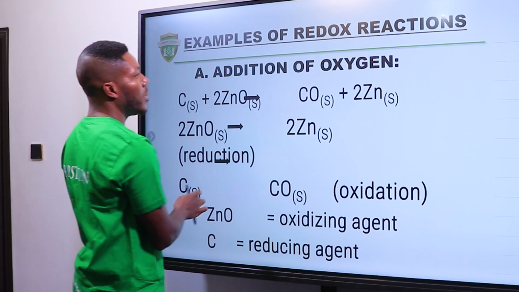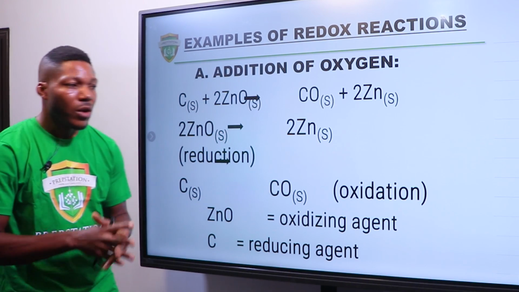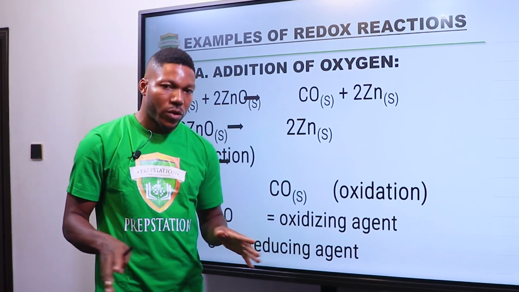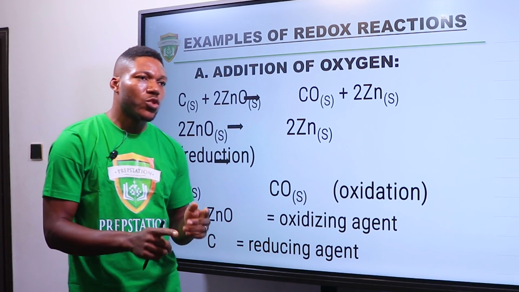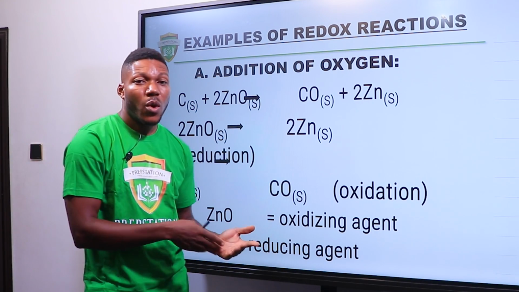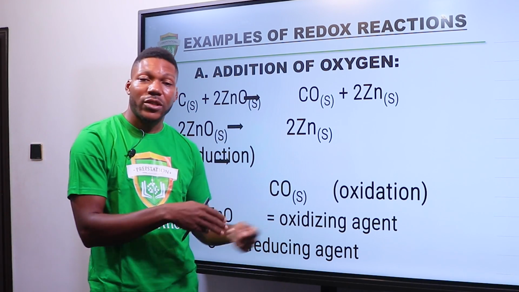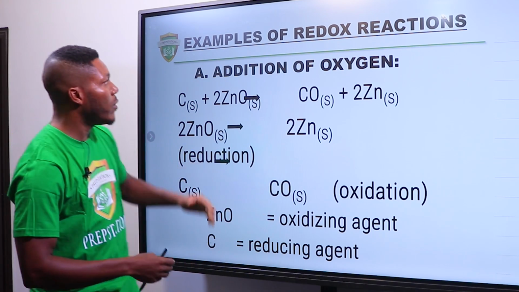Okay, let's proceed. Now, let's look at some examples of this redox reaction. I said before, not all reactions are redox. A reaction must be redox when there is a transfer of electrons, gain or loss of electrons, when there is a removal or addition of hydrogen, or a removal or addition of oxygen, and so on and so forth. Now, let's look for it.